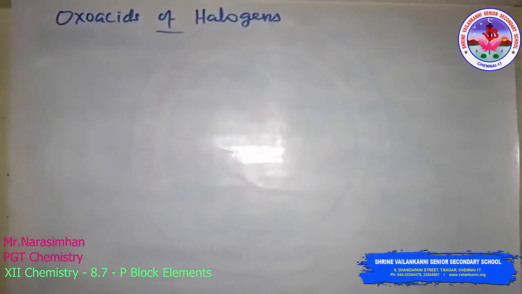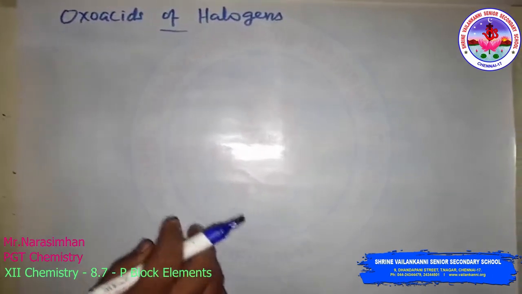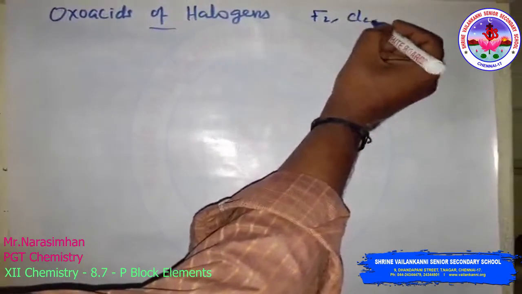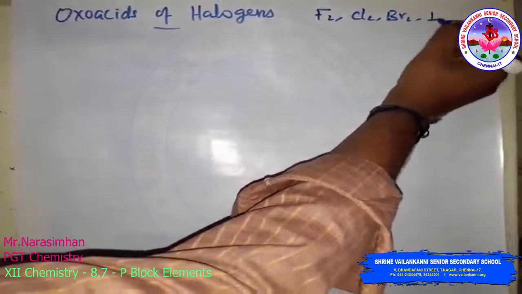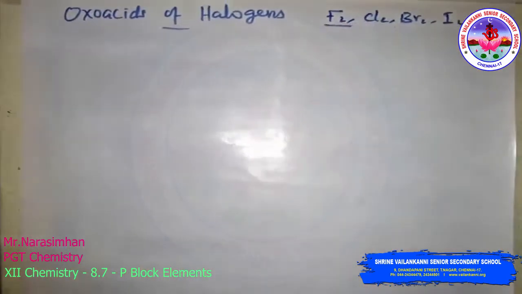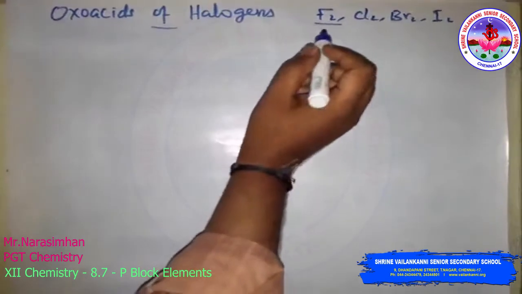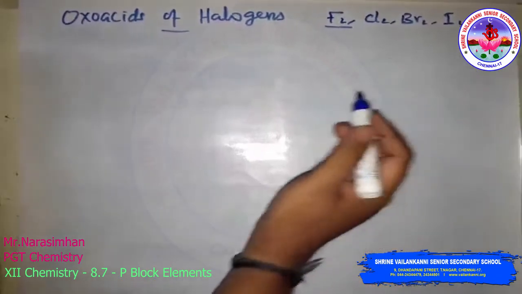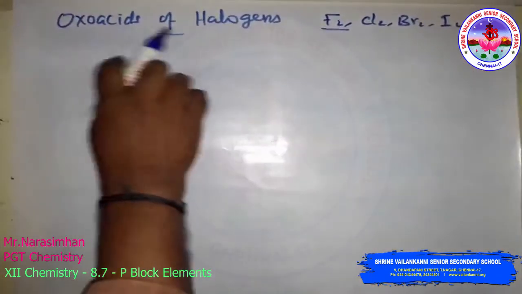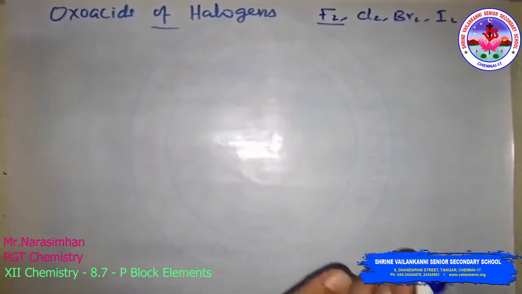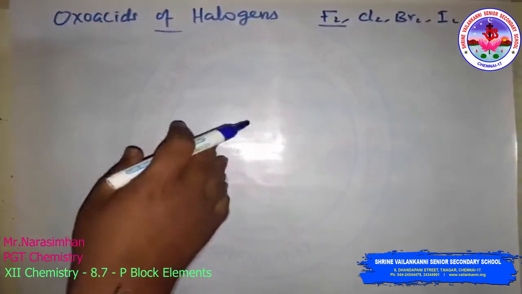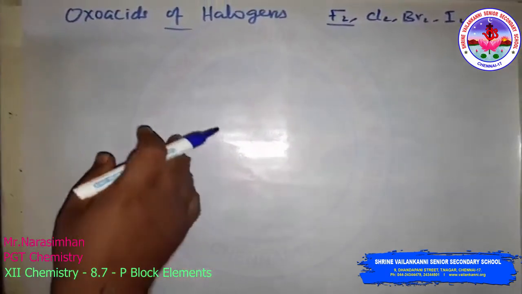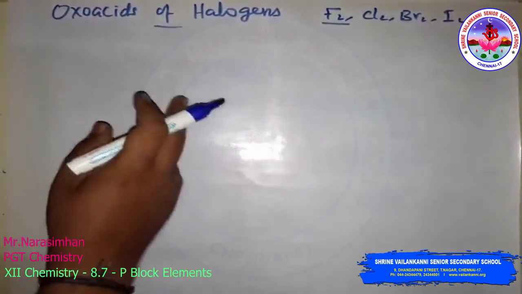Oxoacids of halogens. Already I said halogens form oxoacids. The halogens mean fluorine, chlorine, bromine, iodine. Fluorine can form only one oxoacid. Chlorine, bromine, and iodine can form several oxoacids of halogens. Most of them cannot be isolated in the pure state. They are stable only in aqueous solution or in the form of their salt.